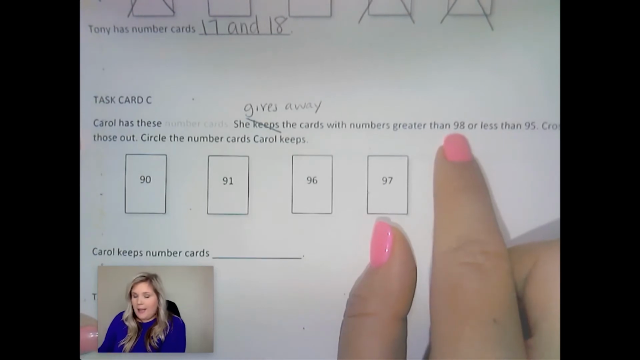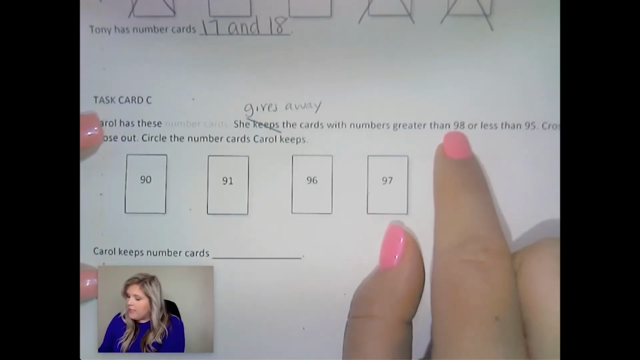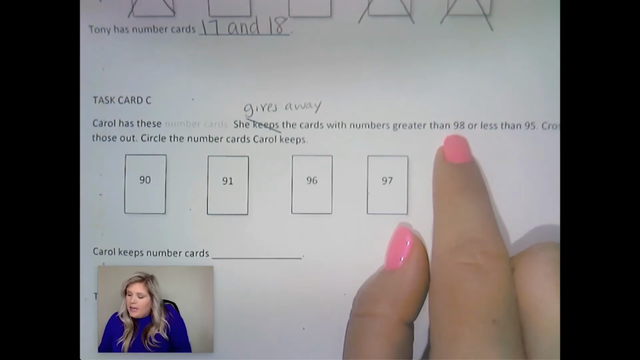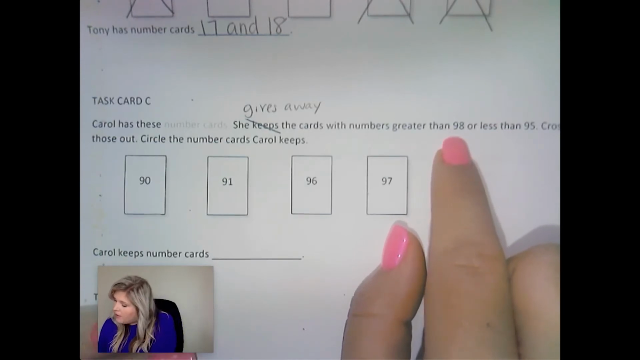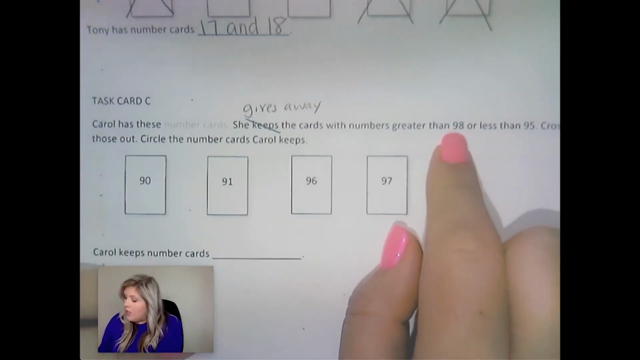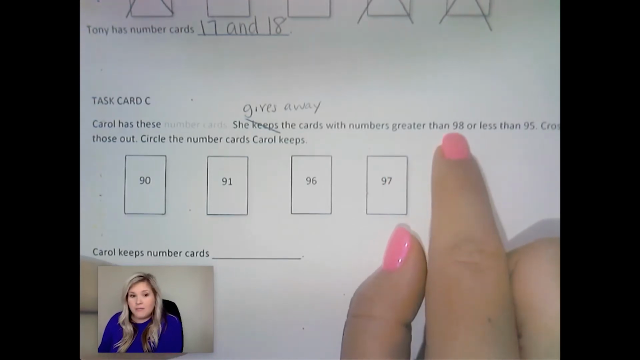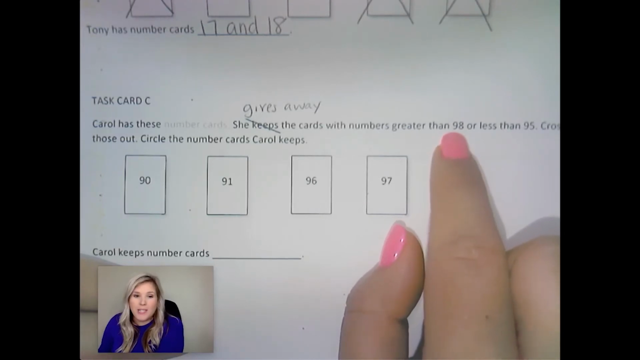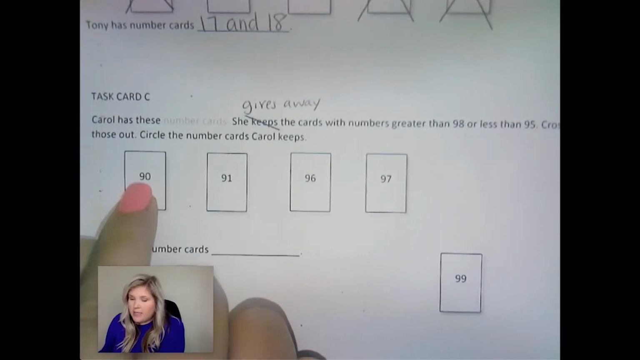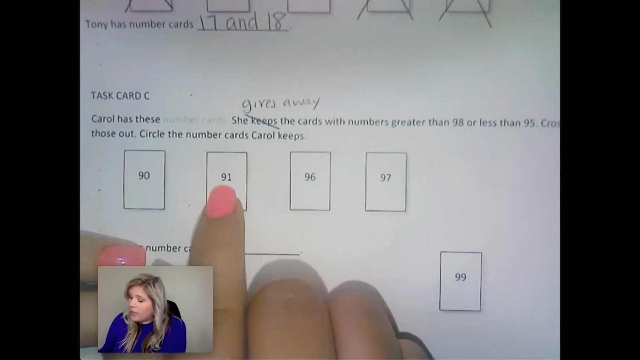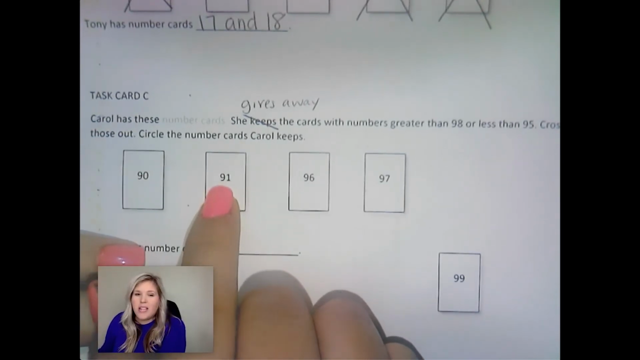Let's start with 98. When I look at the number 98, I see that 98 has 9 tens and it has 8 ones. So a number that's greater than 98 is going to have the same number of tens, but more ones, or more tens. So let's look. 90 has the same number of tens, but less ones. So that's not greater than. 91 has the same number of tens, but less ones.